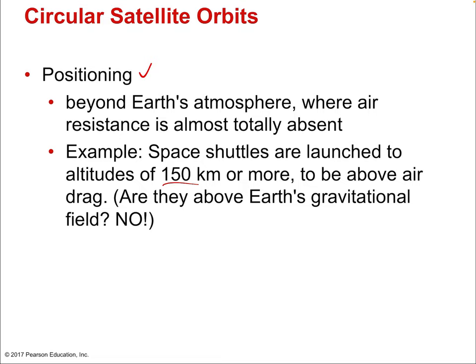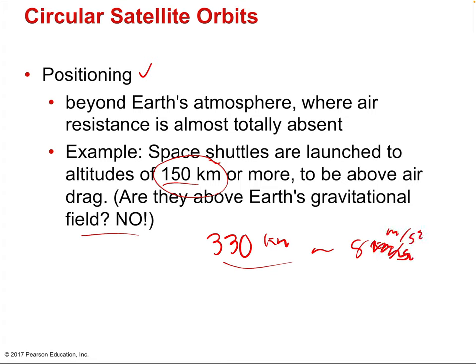Are they above Earth's gravitational field? No way. In fact, gravitational acceleration at an altitude of 150 kilometers is pretty close to 9.8. Even when you get to 330 kilometers, like the International Space Station on average, the gravitational acceleration there is still in the range of 8 meters per second squared. So it's gone down by a little, but not that much. And that would be the value of gravitational acceleration at that height.